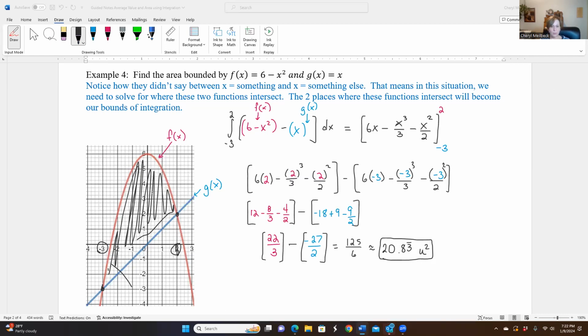In this problem, we wind up integrating this function and getting 6x minus x cubed over 3, then minus x squared over 2, from negative 3 to 2. First we substitute the 2 in here, which we can see we've done here, and here we substituted in the negative 3. Cleaning it up, adding the contents together and subtracting, we get about 20.83 units squared in between those two functions. Let's see what we have coming up next.